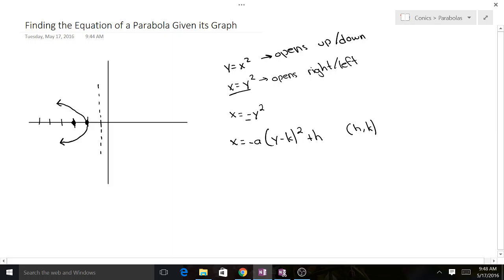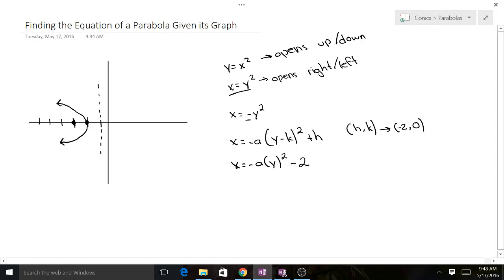Okay, so now we can just start to plug in things that we know. Well, as I can see here, the center is at (-2, 0). So (h, k) is (-2, 0), so I can fill that in. We'll get x equals negative a times (y minus k, which is 0), so just y squared, plus h, which is negative 2. So that could just be minus 2.